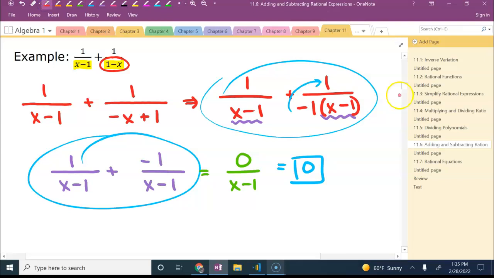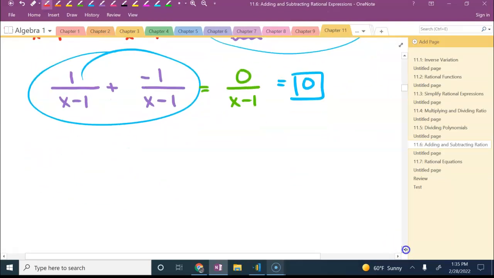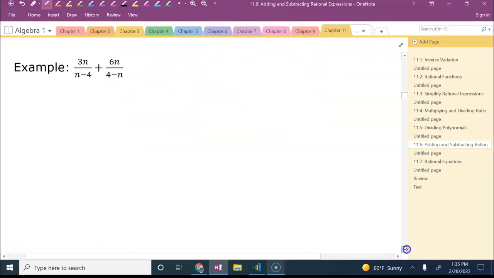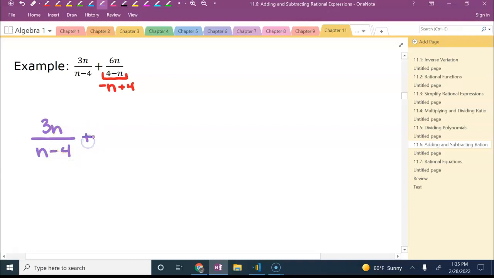So let's look at one more that's similar to this case. So again, this could be rewritten as negative n plus 4. All I did there is switch those terms around. And so I'm going to pull out the negative 1, just like I did on that last problem. So I have 3n over n minus 4, we're leaving that alone, plus we have 6n, then I'm going to take out that negative 1 to make that negative n plus 4 become n minus 4.